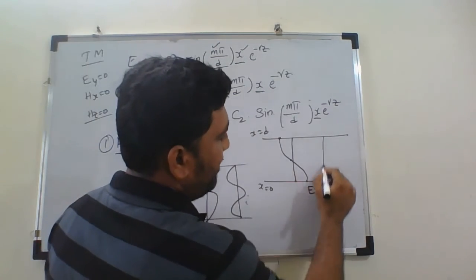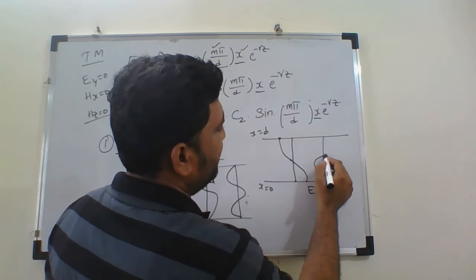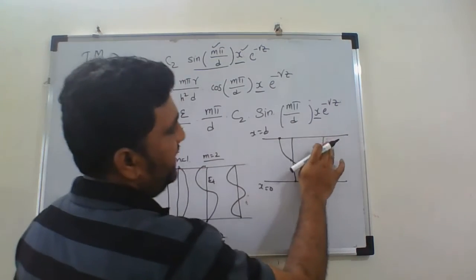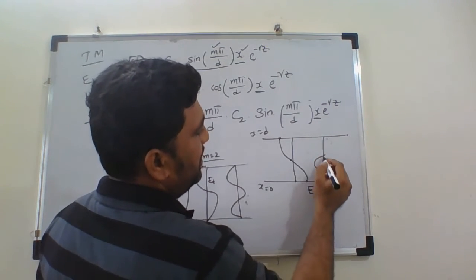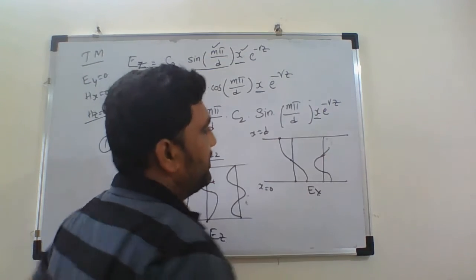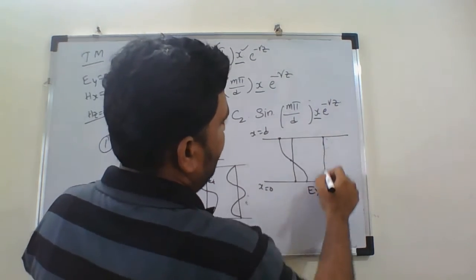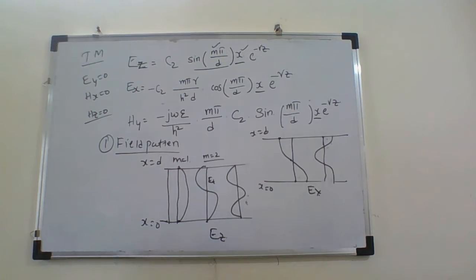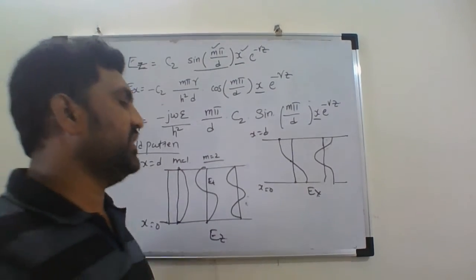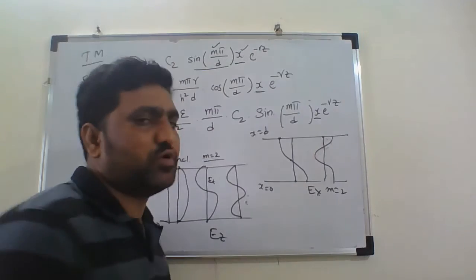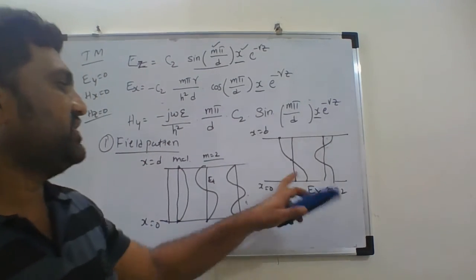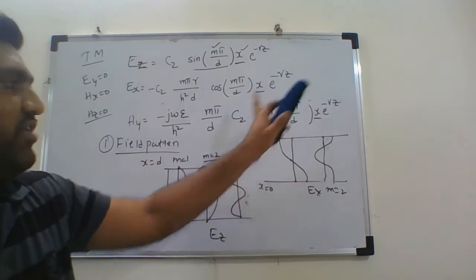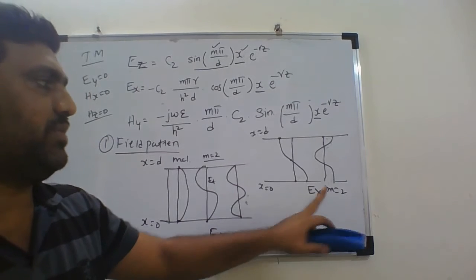Similarly, if I have m equal to 2, my wave will have a complete cycle variation. So this is one cycle. One full cycle will be present if m is equal to 2. If m equal to 3, we will get 3 half cycles. So this is the variation of Ex, which follows a cosine variation along x. So the field pattern inside the waveguide will be like this.